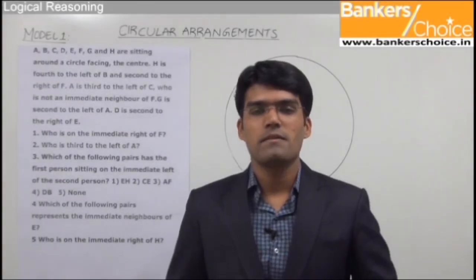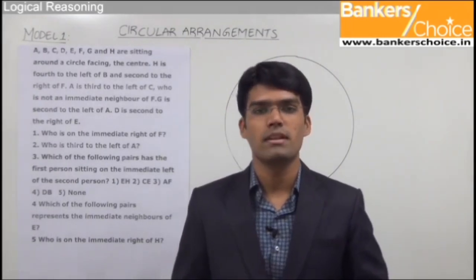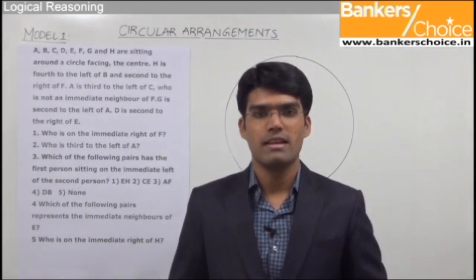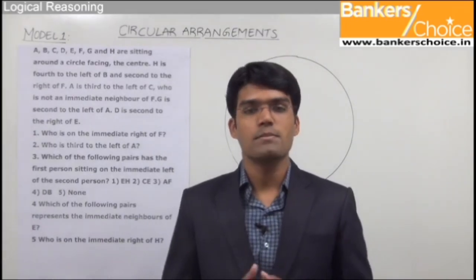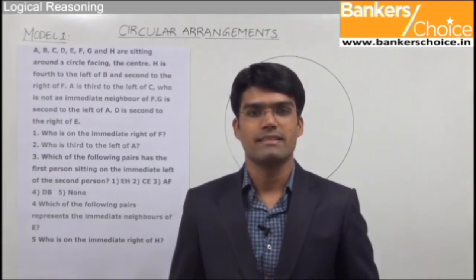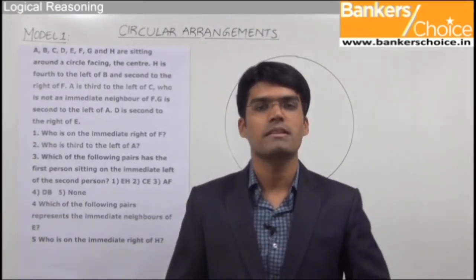Let us now take the first model from circular arrangements, where we are going to solve a simple circular arrangement. As I have already mentioned, in case of simple circular arrangement, we need to arrange the given group of persons around a circular table. Before we take up an example, let us quickly revise the 2 points that we have just discussed. The first point was regarding the direction sense, that is the left or right of a person when they are arranged around a circular table.